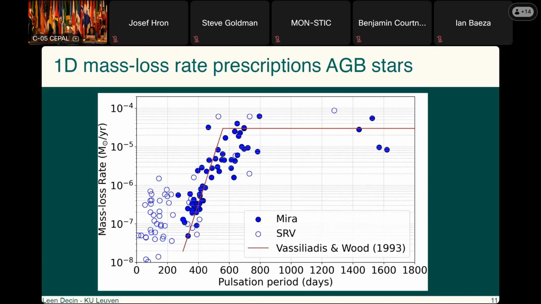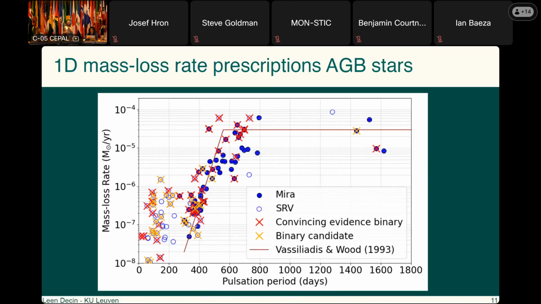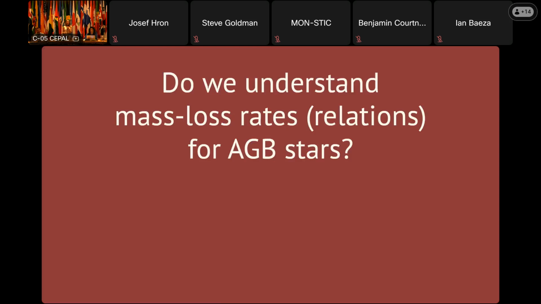And so if you go to our mass loss rate prescriptions, this is the classical picture of Vassiliadis and Wood. And if I now indicate which ones we think or we know are binary companions, there's nothing left. So we just have to redo our whole analysis. So do we understand these mass loss rates and their relations? I don't. You draw your own conclusions.